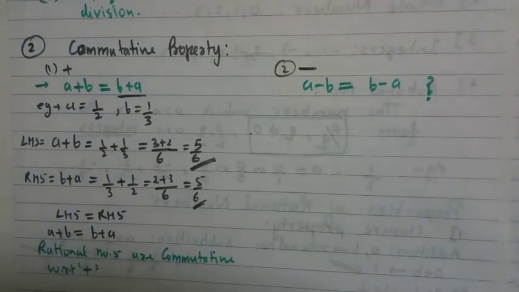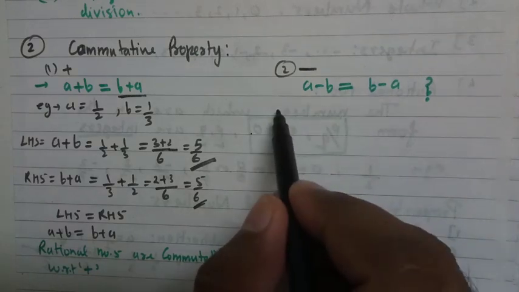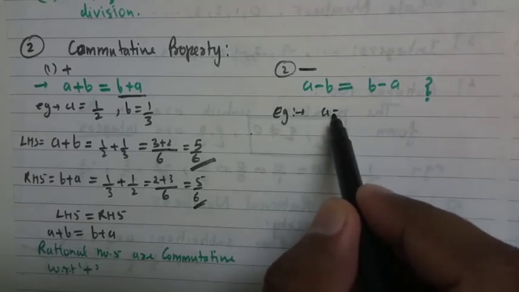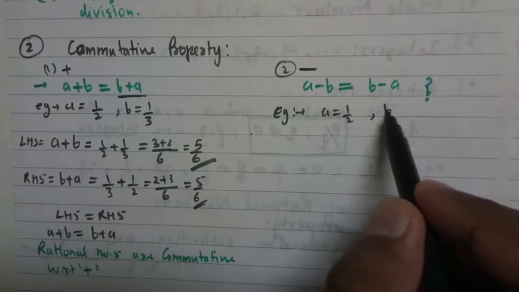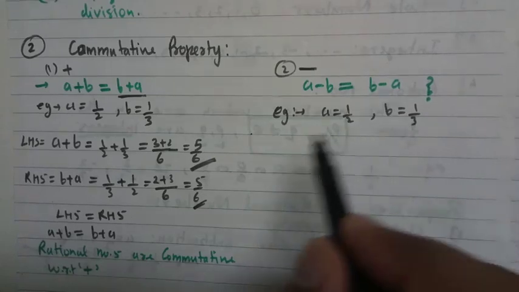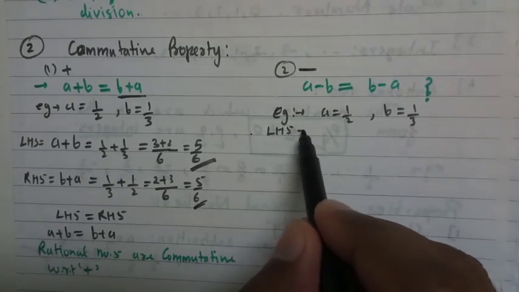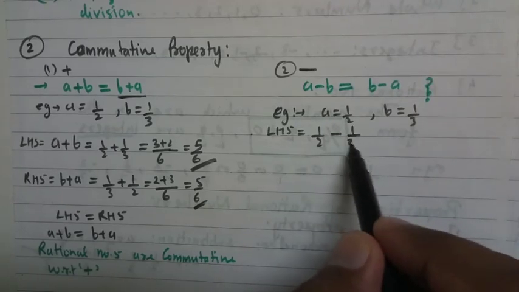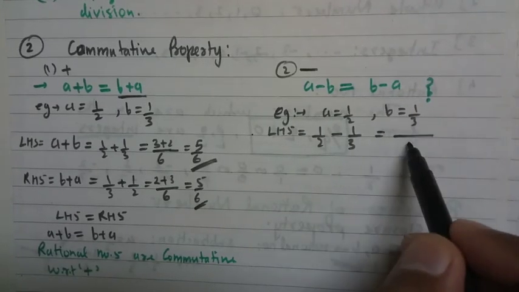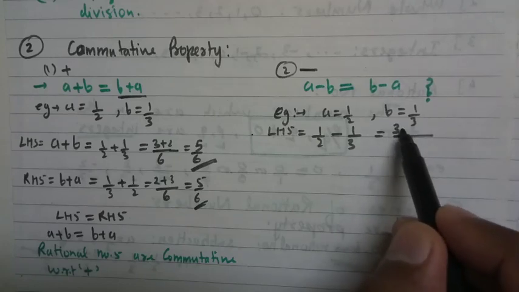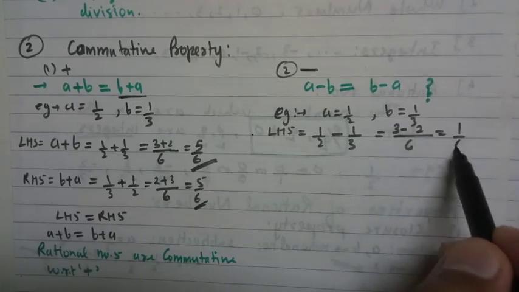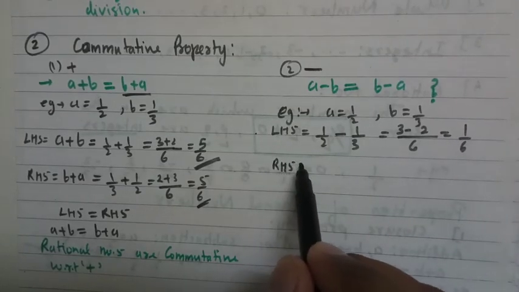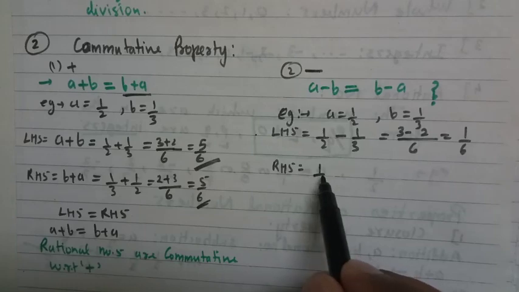Same example I'm considering so that you can go through the calculation very fast. If I take a equal to 1 by 2, b equal to 1 by 3, and consider the left hand side, a minus b, it will be 1 by 2 minus 1 by 3. The LCM will be 6. This will be 3 minus 2, so it is coming out to 1 by 6.